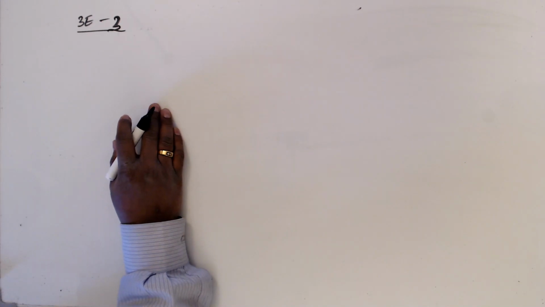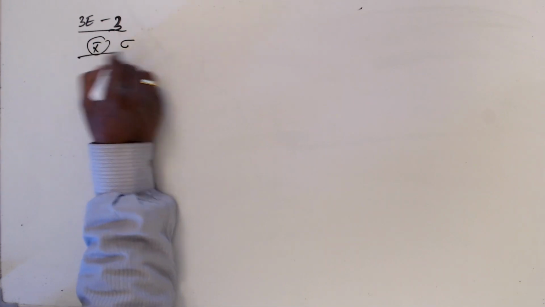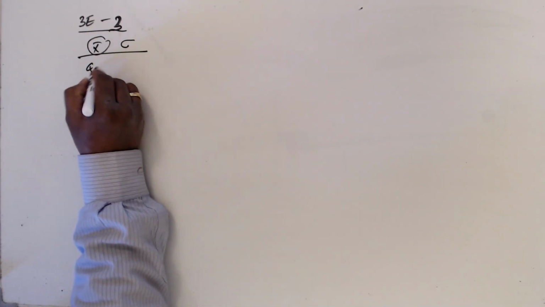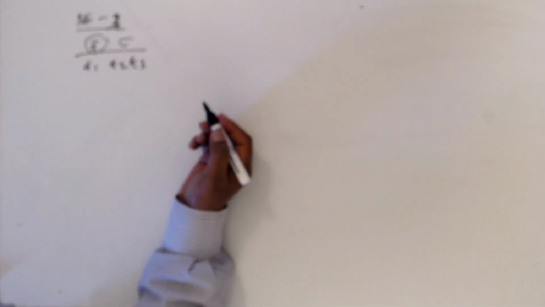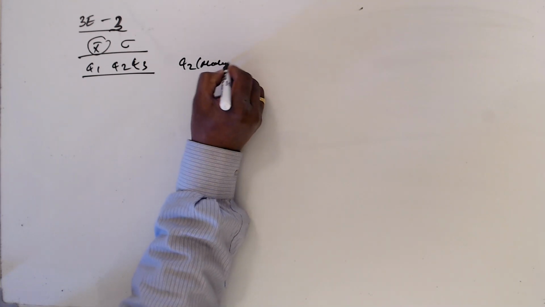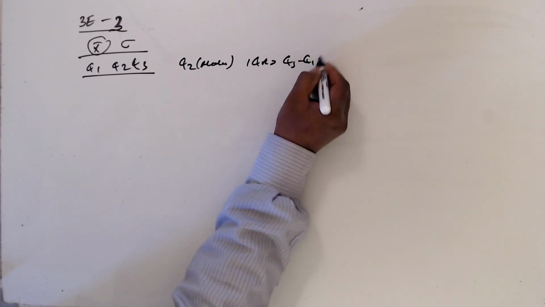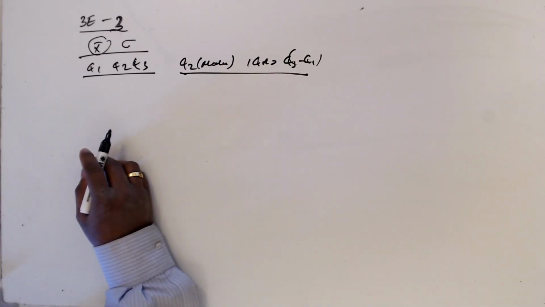Question number 3, we have a cumulative frequency diagram, 80 boys and 80 girls. Compare the height of the girls and the boys. We can find the mean or standard deviation, then we have to consider Q1, Q2, Q3. Q2 is the median, and IQR is Q3 minus Q1. Those are the two tools we have to use.